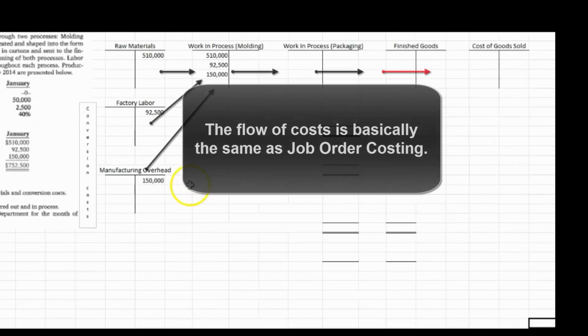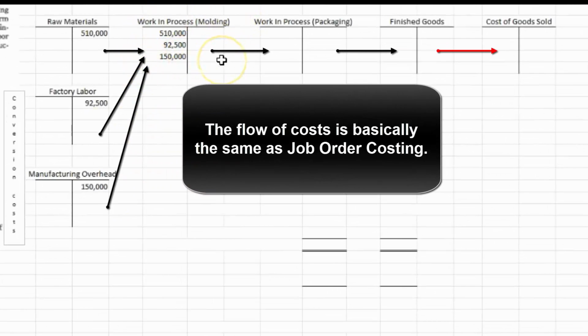Three things before we go any further. The flow of costs is the same. Materials, labor, and overhead are going to flow into work in process, but instead of going directly into finished goods, they're going to go into a second or a third or a fourth process. And we're going to tell management each month how we're doing on our cost per unit in process number 1 and process number 2, etc.